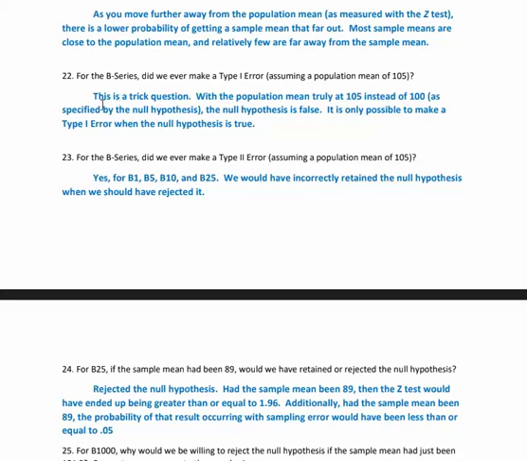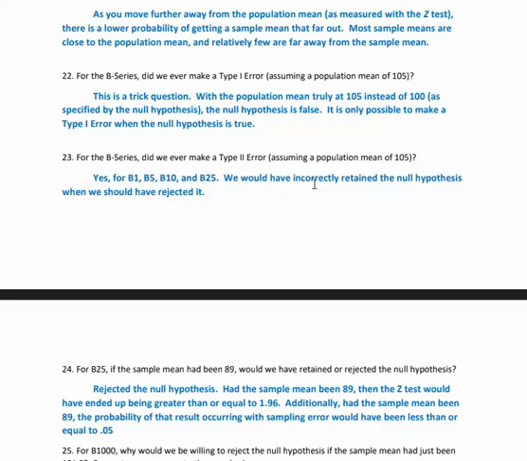Well, as it says here, this is a trick question. With the population mean truly at 105 instead of 100, as specified by the null hypothesis, then clearly the null hypothesis has to be false, right? The null hypothesis is at 100, and truly it's at 105. We would know that the null hypothesis is incorrect. It is only possible to make a type 1 error when the null hypothesis is true. Question 23. For the B series, did we ever make a type 2 error, assuming a population mean of 105? Yes, for B1, B5, B10, and B25.